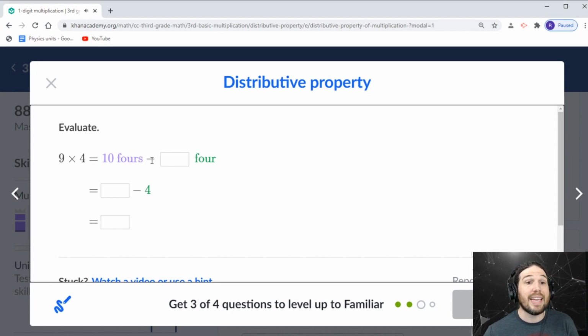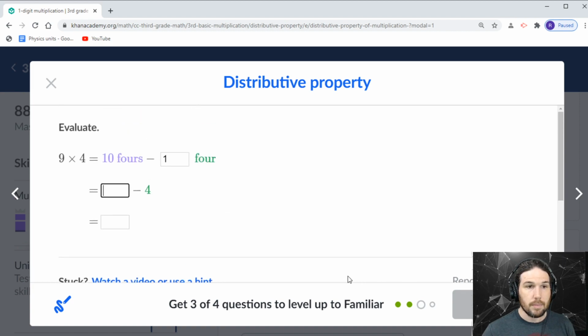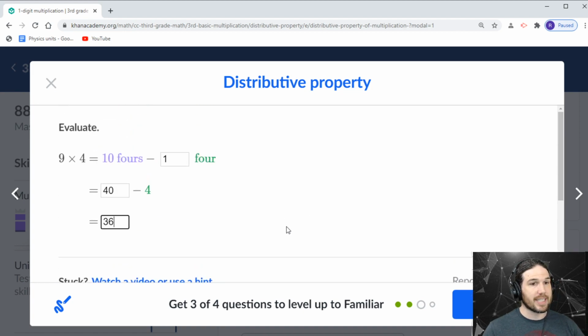9 times 4, oh, neat. So now we're doing the same thing, but with subtraction. Remember, in previous videos, we talked about how if I'm going to add 19 to something, to pick a number, I could instead add 20 and subtract 1, right? Because that's the same 19. We're going to do the same thing, except we're going to subtract a 4. 9 fours is 10 fours minus 1 four. Which is 40, minus the 1 four is 36. I hope that makes sense. I really do.